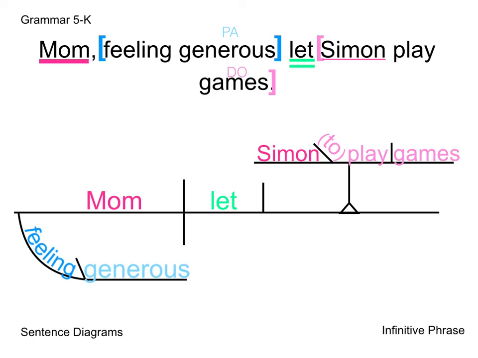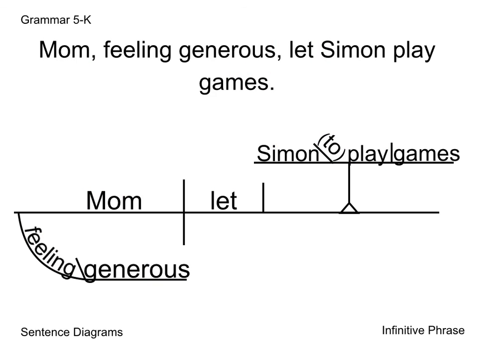Now notice that I have generous as a different color than feeling and Simon as a different color as to play games. And that's so you can see that generous is the PA of the phrase and Simon is the subject of that phrase. But remember, each of these phrases as a whole is acting as one part of speech. Feeling generous is a whole adjectival phrase. Simon to play games is a whole direct object of this sentence. So it's important to see both the details within the phrase, but then also the phrase as a whole. And that will be how you diagram that sentence.